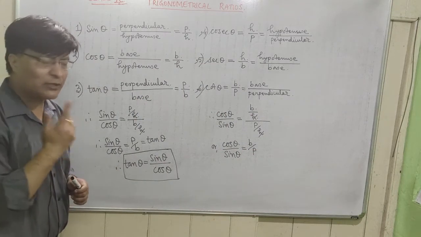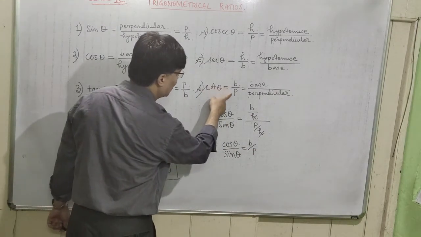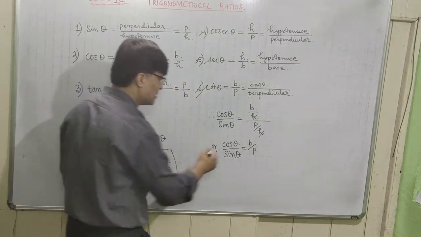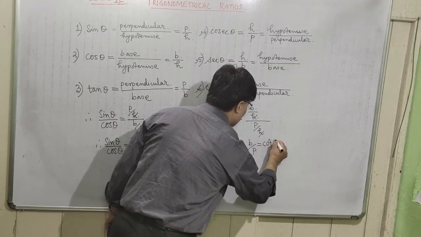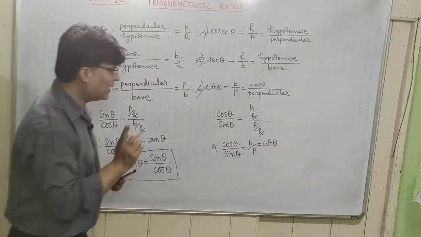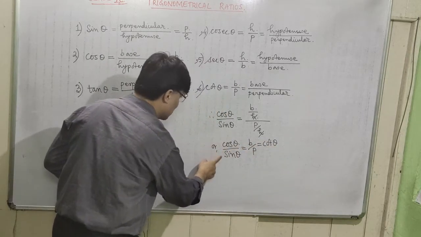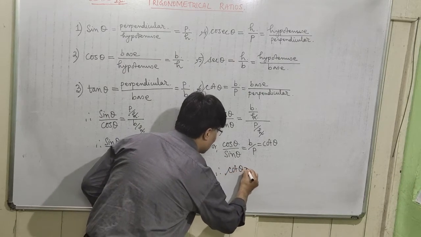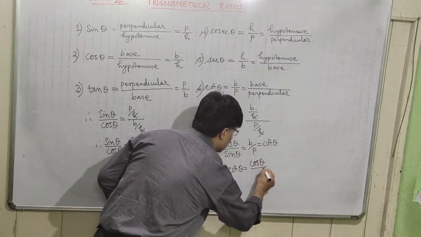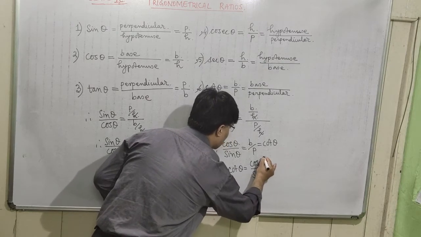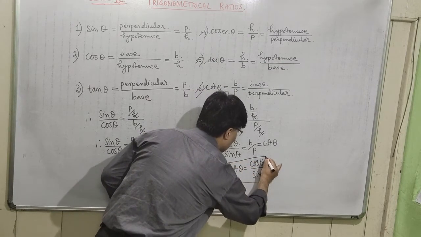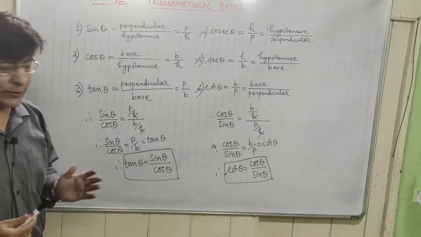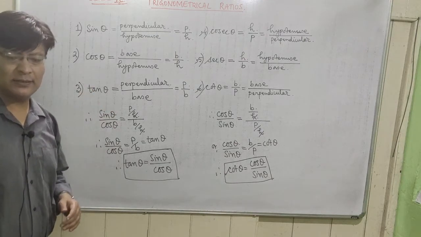But according to the formula, what is b by p? B by p is cot theta, right? So we can write that this is equal to cot theta. That means cot theta is equal to cos theta divided by sin theta. So this is also a formula for cot theta. I think you have understood it. Okay, so you can copy it.